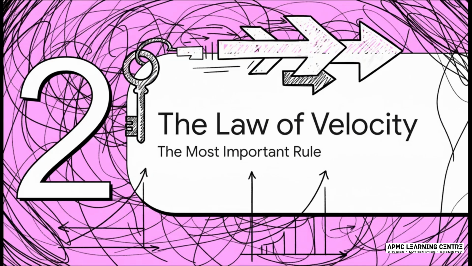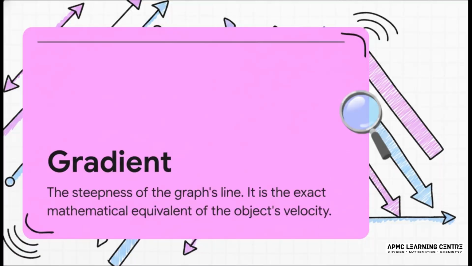All right, you ready? We're about to get to the secret key, the thing that unlocks this entire puzzle. Seriously, if you only remember one thing from our time together, make it this. It's the single most important rule for reading these graphs. I call it the law of velocity. And that key is a concept called gradient. Now, don't let the words scare you. It sounds like some complicated math term, but all it really means is the steepness of the line. That's it. It just tells us how fast the displacement is changing over a certain amount of time.